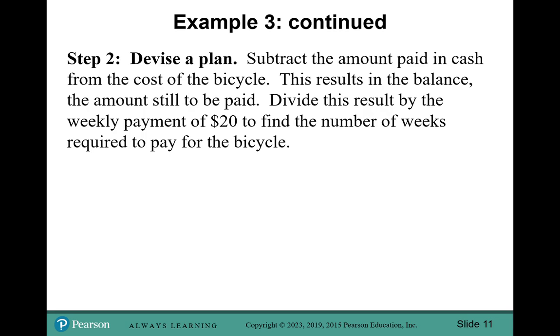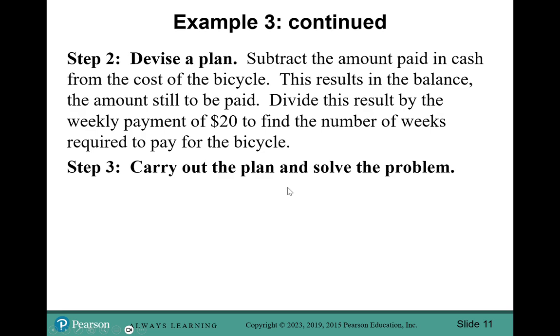Now step 3, we're going to carry out this plan that we have laid out between steps 1 and 2. So we got the information in step 1. We're going to devise the plan in step 2. Step 3 is to carry out that plan that we devised based on that information. So let's begin by finding this initial balance.